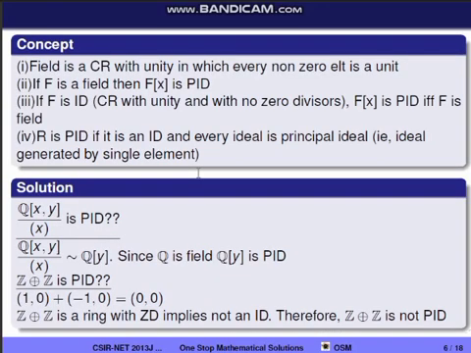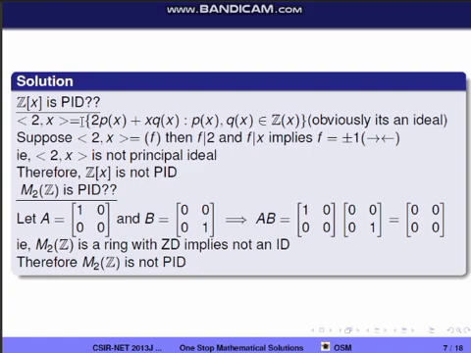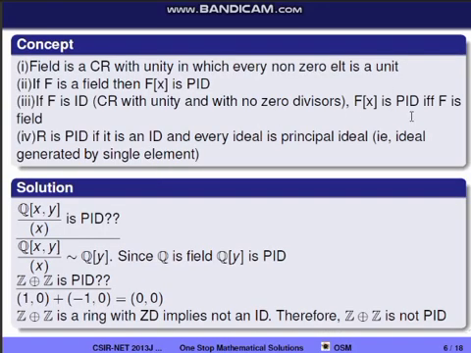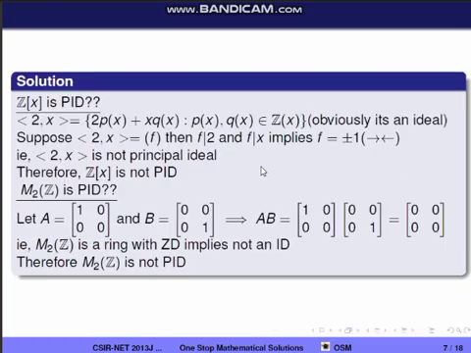Also, you can use this third concept, that is, we know Z is an integral domain. Therefore, Z[x] is a PID if and only if Z is a field. But Z is not a field. Therefore, Z[x] is not a PID. So the third option is also wrong.